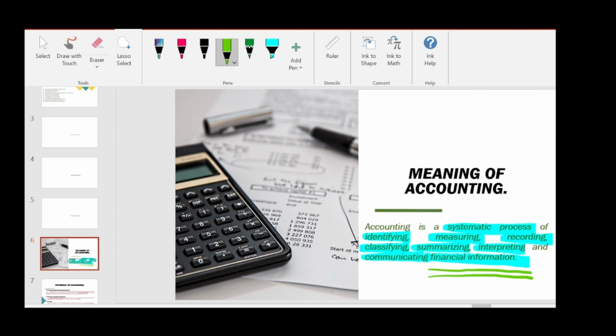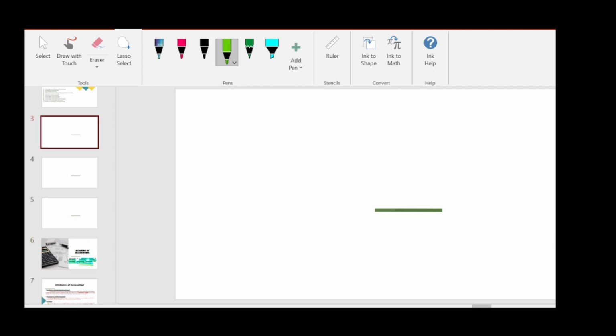So this is the definition of accounting, and behind these terms, identifying, measuring, recording, classifying, summarizing, interpreting, and communicating, each has its own definition. So let's take an example and we will read that. For example, there is a person, Mr. A. He starts a business with a capital. Capital means the amount which we are investing to start a business.